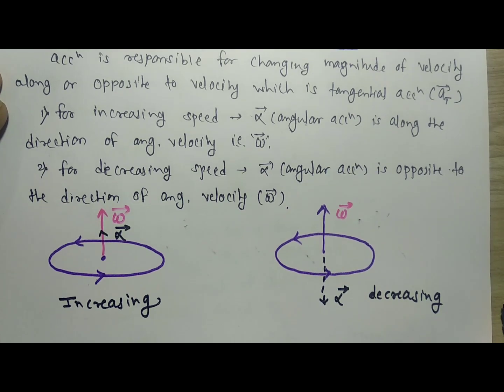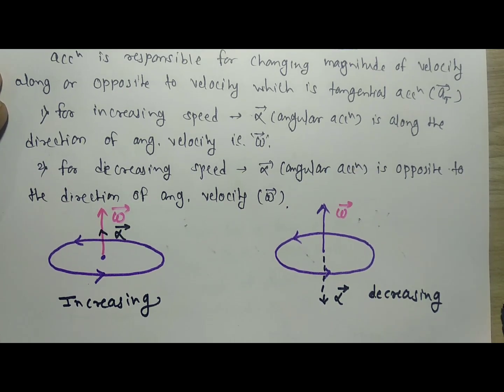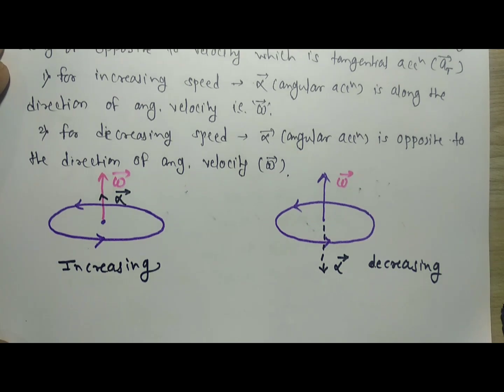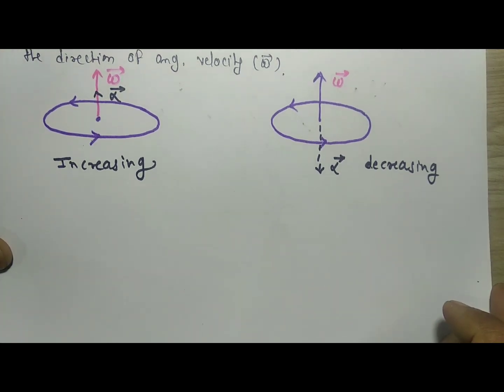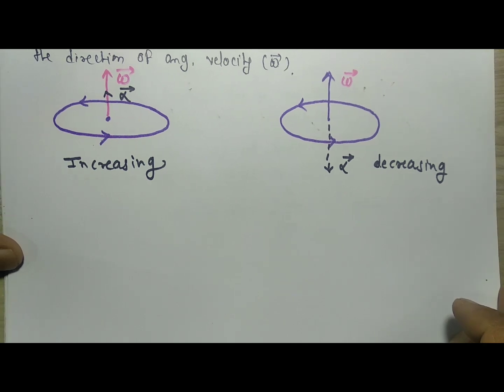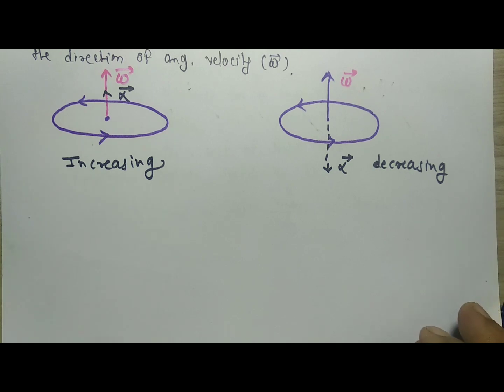For increasing the speed, alpha is along the direction of angular velocity, and for decreasing the speed, it is opposite to the direction of angular velocity, as given inside the diagram. First of all, alpha along any direction other than the axial condition will have a component perpendicular to the axis, and therefore it will change the direction of omega and change the plane of rotation, as omega is always perpendicular to the plane of rotation.